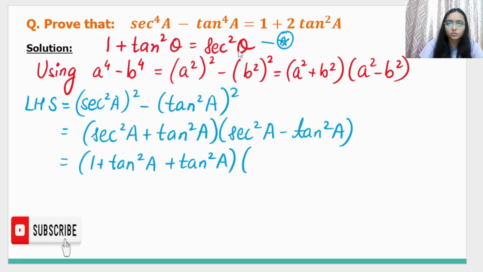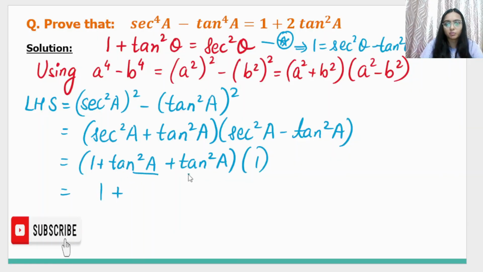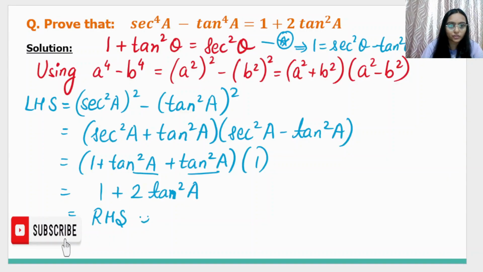It is already given. So in this trigonometric identity, if we interchange, we get 1 equals sec square theta minus tan square theta, correct? So instead of sec square A minus tan square A, we get just 1. Then when we simplify, it is 1 plus tan square A plus tan square A. It will be 1 plus 2 tan square A, and this is nothing but your right hand side. So done. Now let's move to the next question.